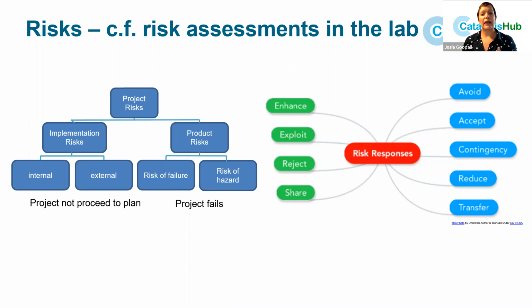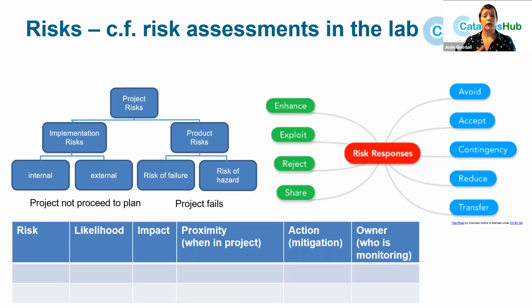We keep an eye on it. We keep looking at the impact and the probability at all stages of the project so we can manage the impact of that risk. So most projects will have some sort of risk register where we list all the risks. We have an assessment of how likely they are and what the impact on the project is, and also when they might happen in the project. And then what we're going to do about them and who owns them.